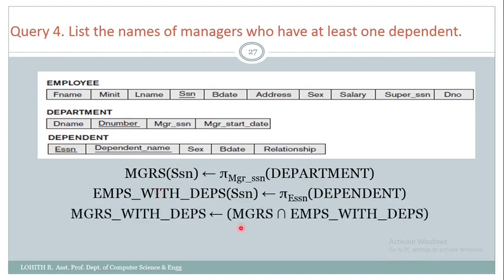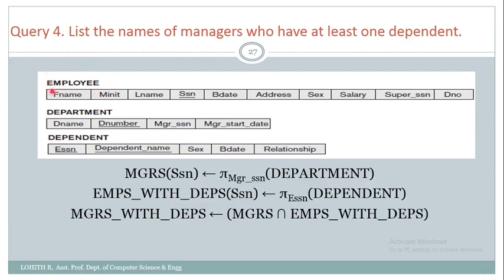You can see like this: manager intersect employees with dependents. So the resultant relation is nothing but the managers with dependents. Yes, I have got the information of the managers with dependents. Now what they have asked in the question is list the names of the managers. So now this resultant relation has to be joined with employee.